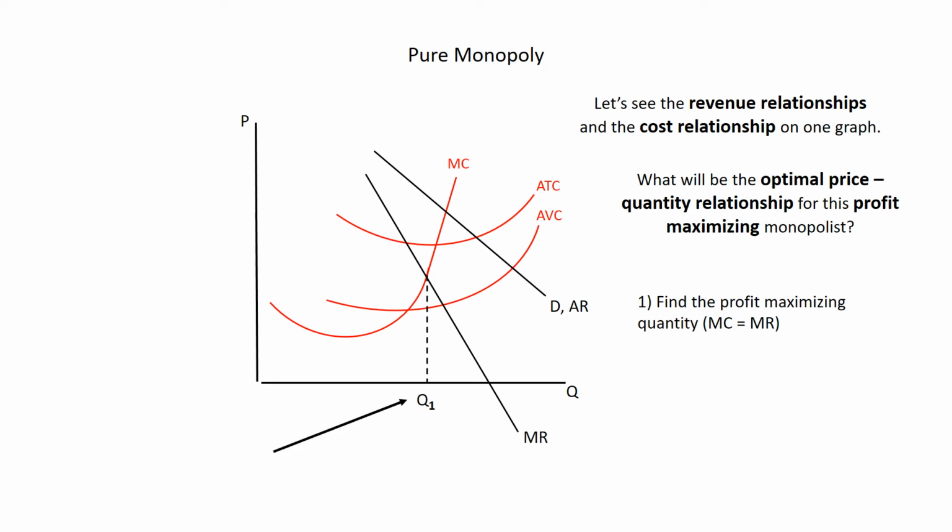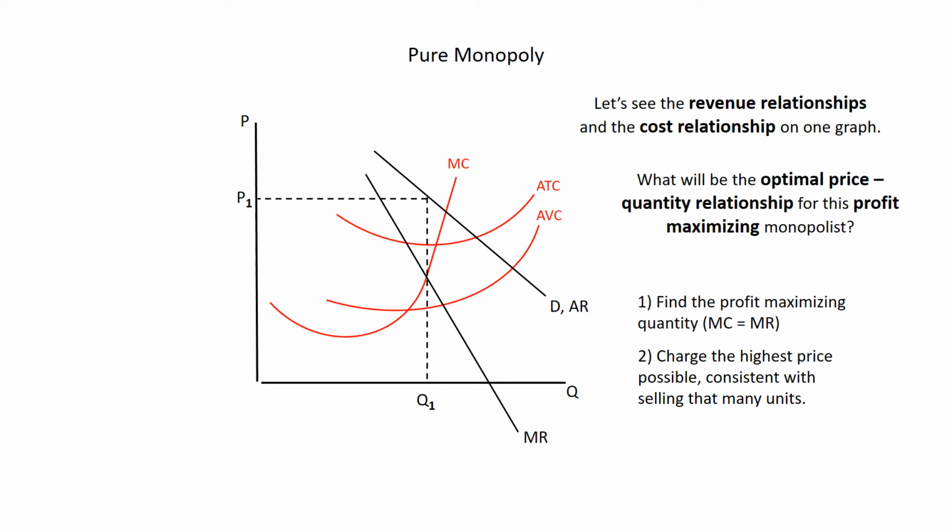Here is the profit-maximizing quantity of output to produce. Notice the intersection of the marginal revenue and marginal cost curves. Now the firm must find the optimal price to charge. It is intuitively obvious that the profit-maximizing price would be the highest price possible, consistent with selling Q1 units of output, no more, no less. That price would be indicated by the demand curve. If we draw the dotted line up from Q1, the profit-maximizing quantity, to the demand curve, we get P sub 1, the profit-maximizing price. This is the highest price the monopolist could charge and still sell Q sub 1 units of output.